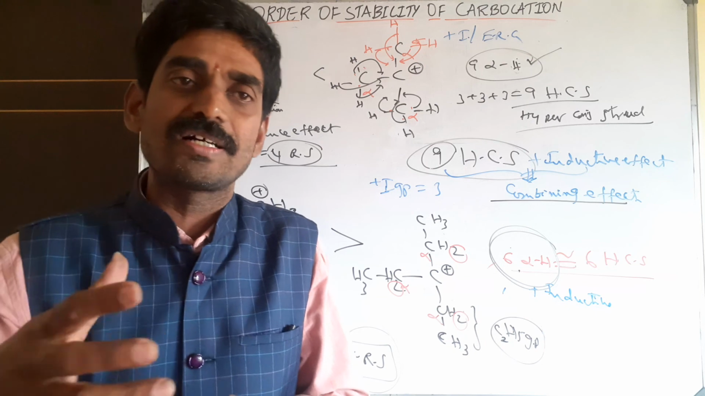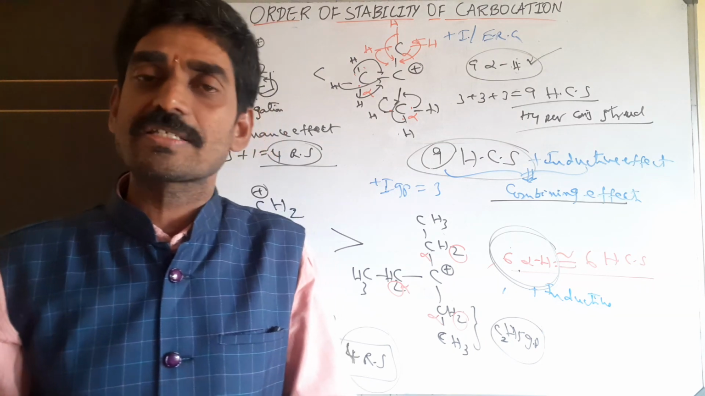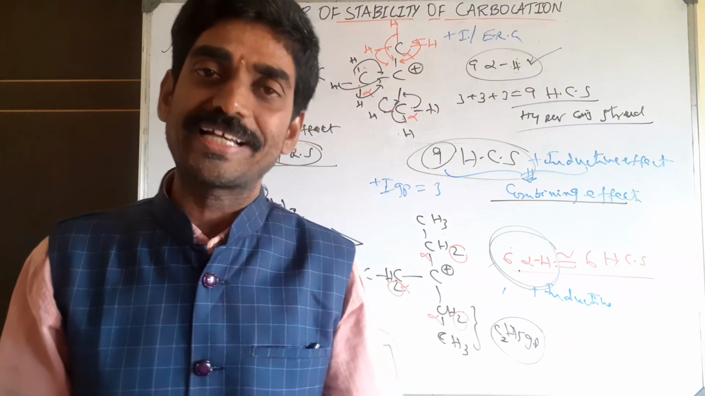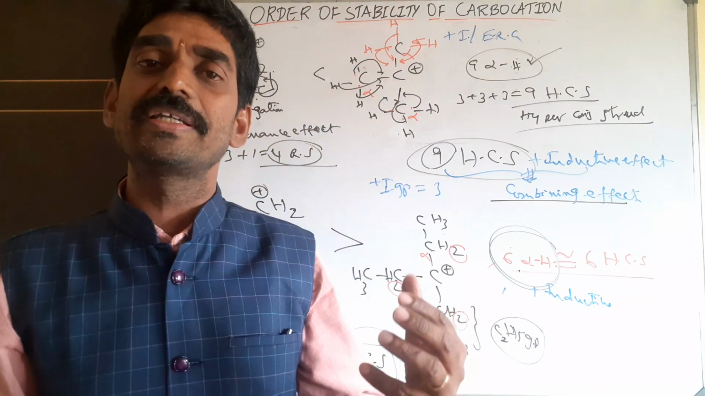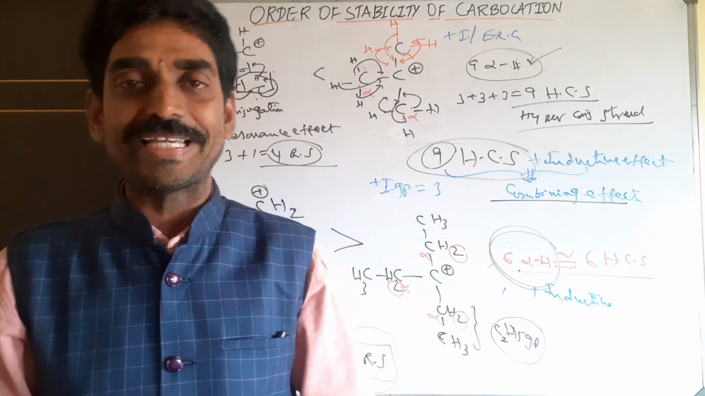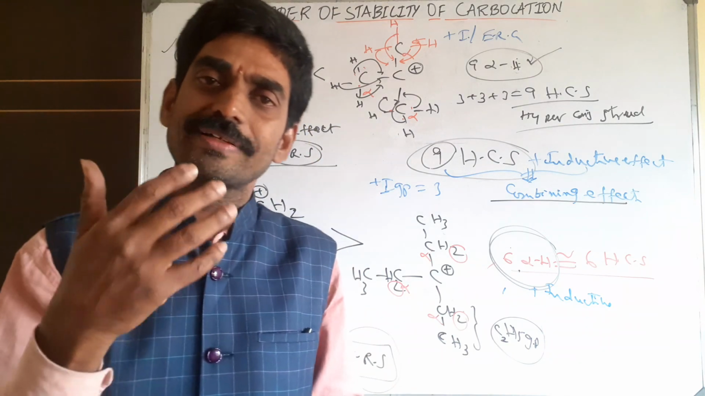And some more examples are there. Which different factors are available there, dancing resonance is also there. So we will do that in the next second part, that is order of stability of carbocations part 2. You can watch it, then you can get a clear idea. Okay. Now you got it, right, all of you.